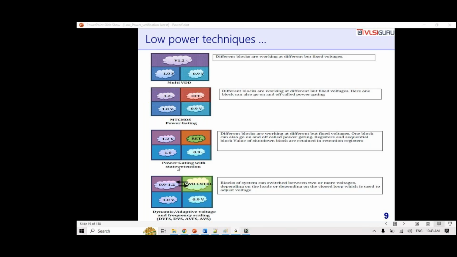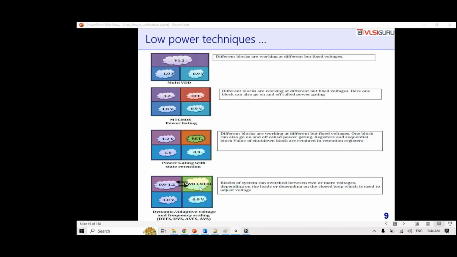What is the third one? You do the power gating, so MTCMOS applies here, multi-VDD applies here, they will all be there, but you do it with state retention. What is that? Different blocks are working at different but fixed voltages. One block can go off, same as the last point. Here the registers and sequential block values of whichever block you are shutting down are saved into retention registers, and then you can restore them whenever you bring up that block.